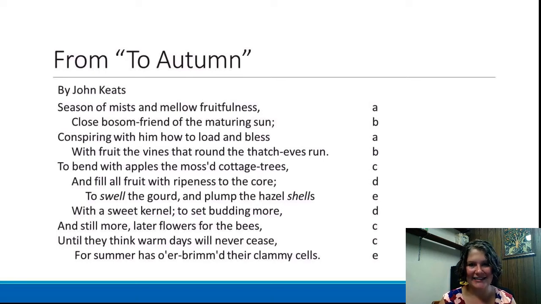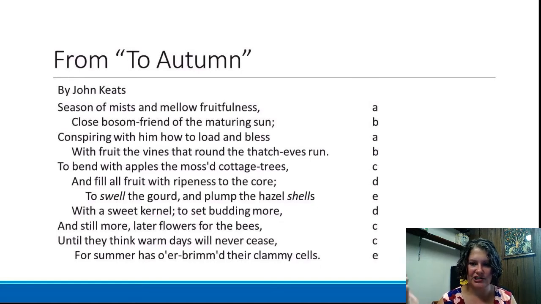So I went ahead and wrote out the rhyme scheme for you here. And notice that I use letters to signal rhymes. The first end of the line that I notice is fruitfulness, so I give that an A. And then the next one is sun, which doesn't rhyme with fruitfulness, so I give it a new letter, B. And then the third line, I notice that rhymes with the first line, A, so I write A next to that. And then the fourth line rhymes with the second line, so I write B. And I move through the poem doing this.